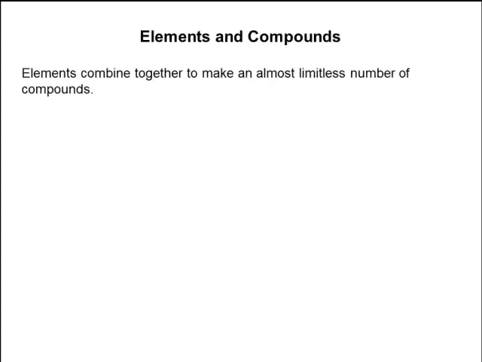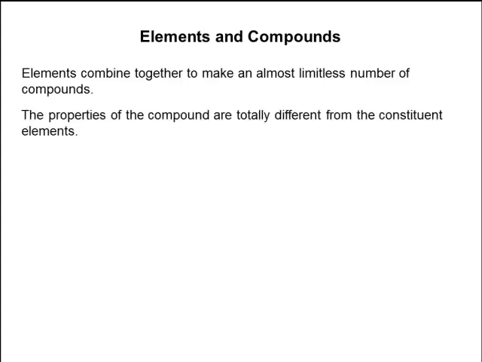Now, before we get into the naming side, we need to discuss some real basic stuff here first. You've got to recognize that when we look at the elements, those elements are going to combine together to make an infinite number of compounds. And we need to recognize that the properties of those compounds are going to be different from the constituent elements. That's why it's going to be important to be able to identify these compounds by different names as opposed to just simply looking at the elements they're composed of.